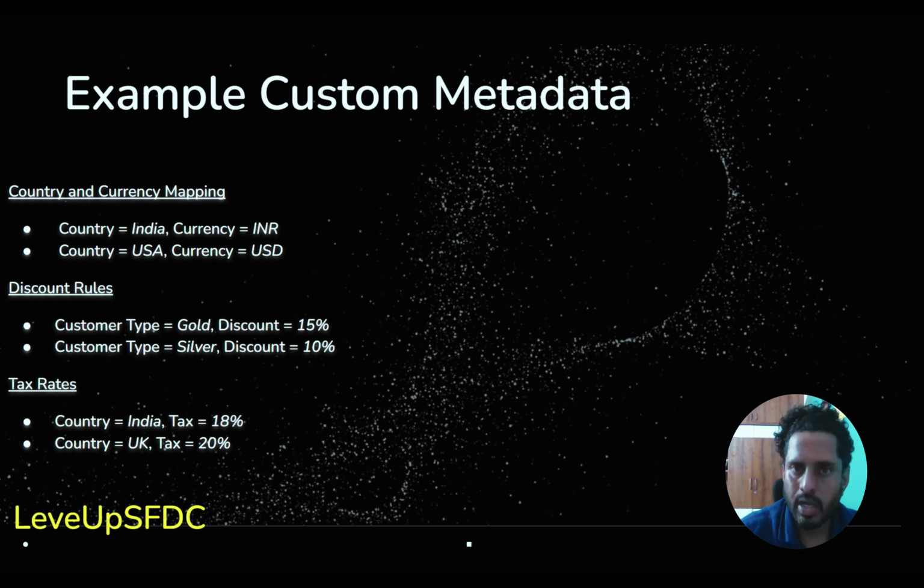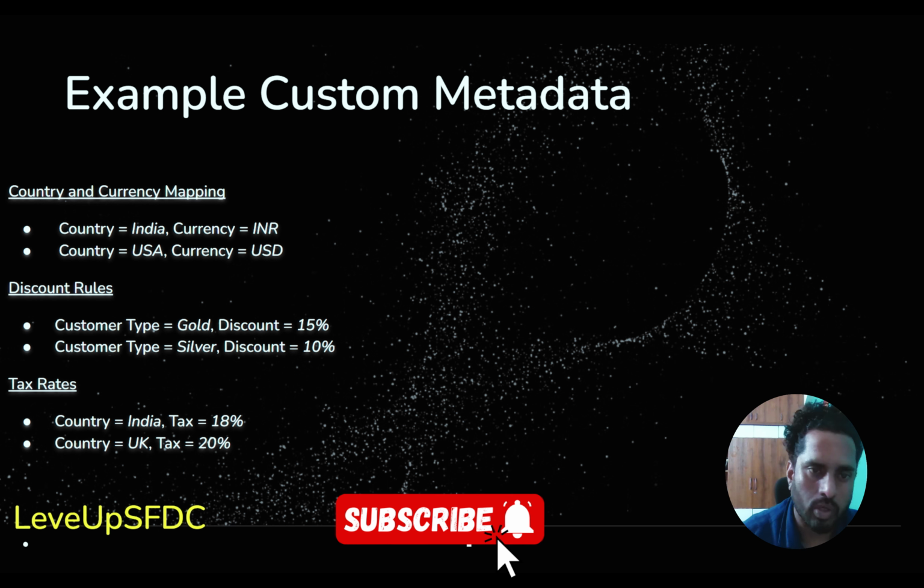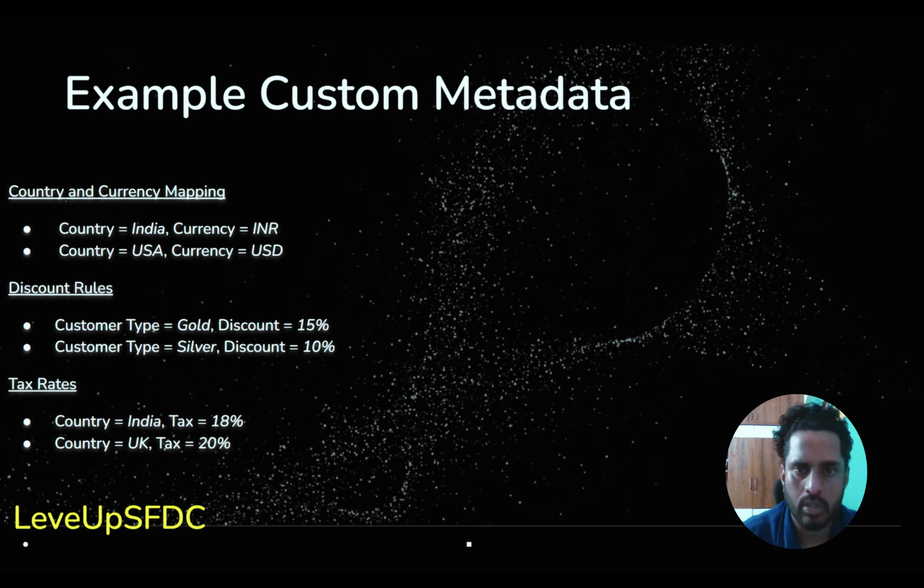So it is going to be static data until somebody changes the data. For example, in the festive season, we can have more discounts, like a customer type of gold can have 20% or 25% discount. We can change it whenever we need it in the metadata. And the third example is about tax rate. In India, it is 18%. We can set it up like that. And in the UK, it is 20%. And we can change it when the tax slabs or tax rates change. So this is about the examples of custom metadata.